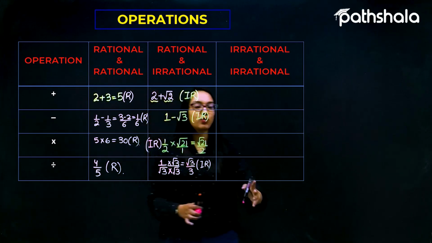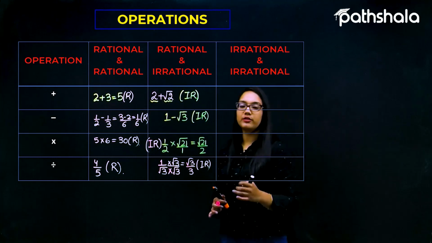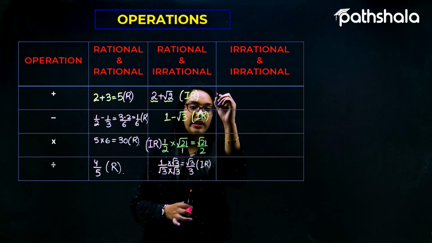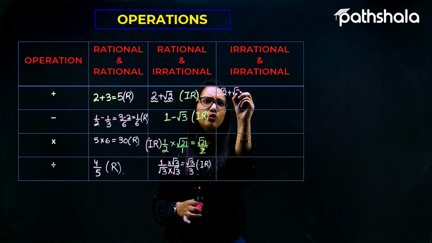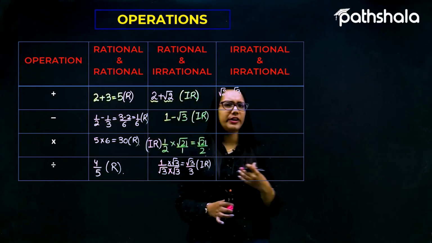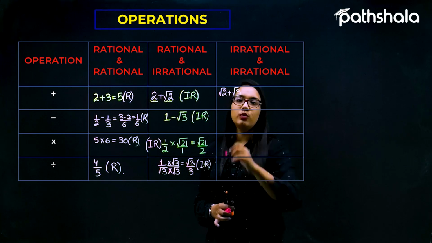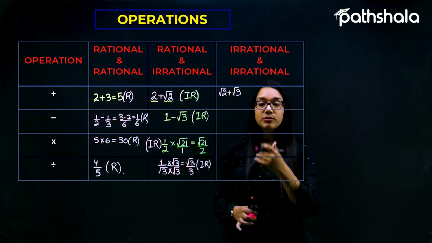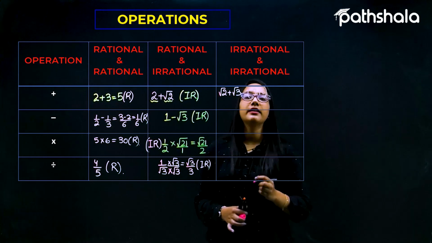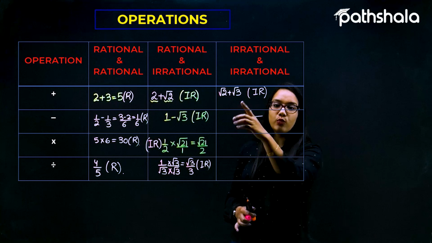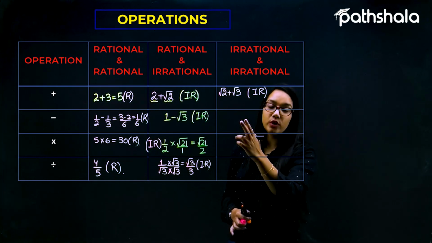So let's move further toward the third kind, in which we are talking about irrational and irrational. Let us suppose I'm talking about the addition of irrational and irrational. If I'm taking square root 2 and square root 3 and I add them, it will be root 2 plus root 3. We cannot add root 2 and root 3 together because they are not like terms. So it results as this only, which is an irrational number.